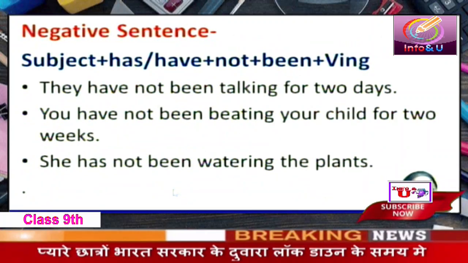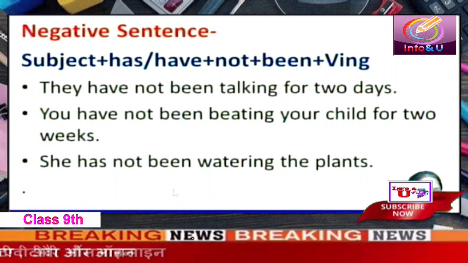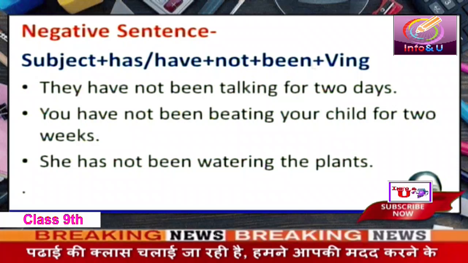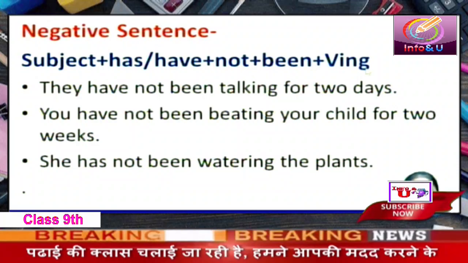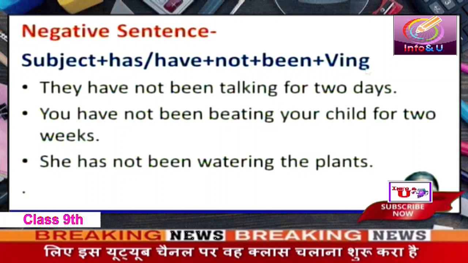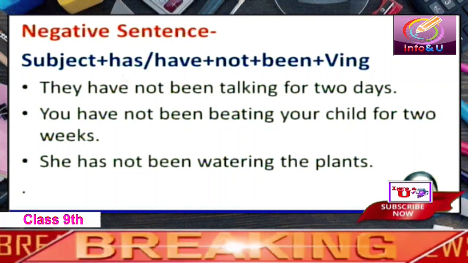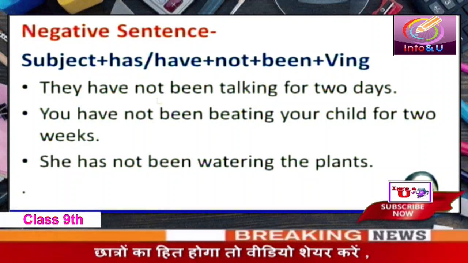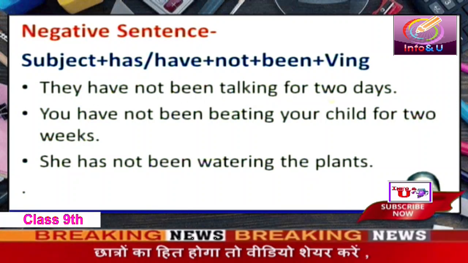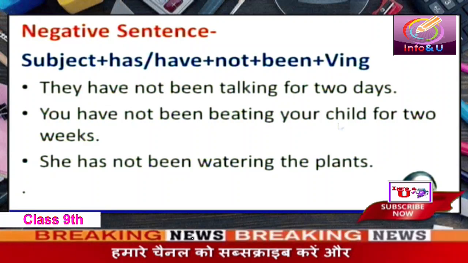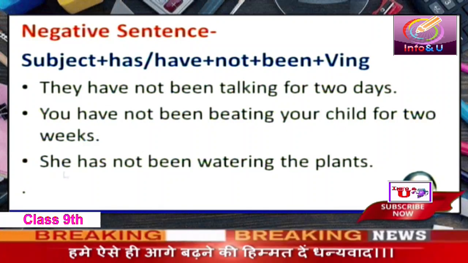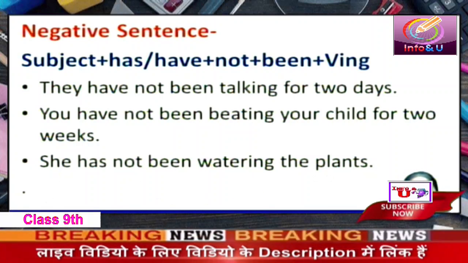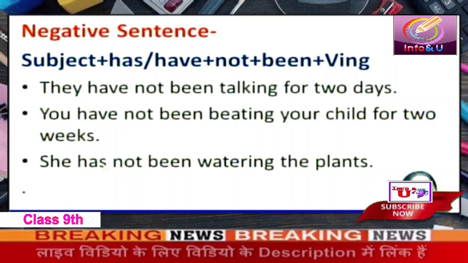The rule to write a negative sentence in the present perfect continuous tense is subject plus has or have plus not plus been plus ing form of the verb. Not is placed between has or have and been. They have not been talking for 2 days. You have not been beating your child for 2 weeks. She has not been watering the plants. These are the examples. I hope you understand the use of have and has.